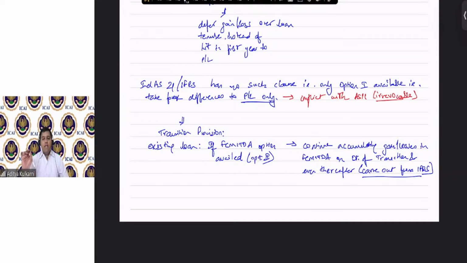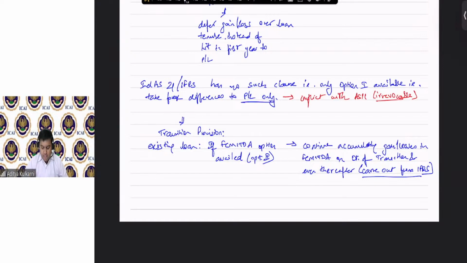you cannot go for FCMITDA. A new loan means after the date of transition. After the date of transition, you have become Ind AS. You have changed your reporting. You are into Ind AS. So how can you still have FCMITDA? It cannot be. It's not required. Okay. You have to take it at whatever value, take it to the profit and loss account on account of foreign exchange gains or losses. Are we clear with this? Yes.